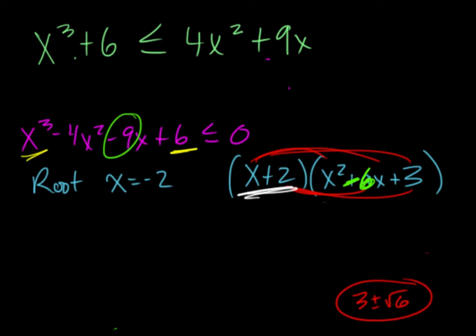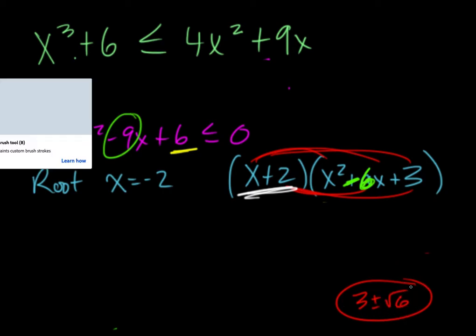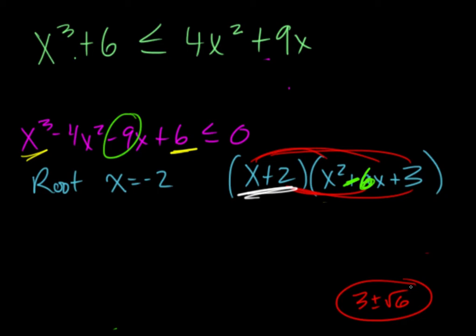Now, you can use a calculator to figure out what 3 plus square root of 6 or 3 minus square root of 6 is if you want to, or we can just reason through it. So we know that the square root of 4 is 2, and we know the square root of 9 is 3. So we know this is somewhere in between 2 and 3. And it's going to be a tiny bit closer to the 2. So maybe it's 2.3, 2.4, something along those lines.